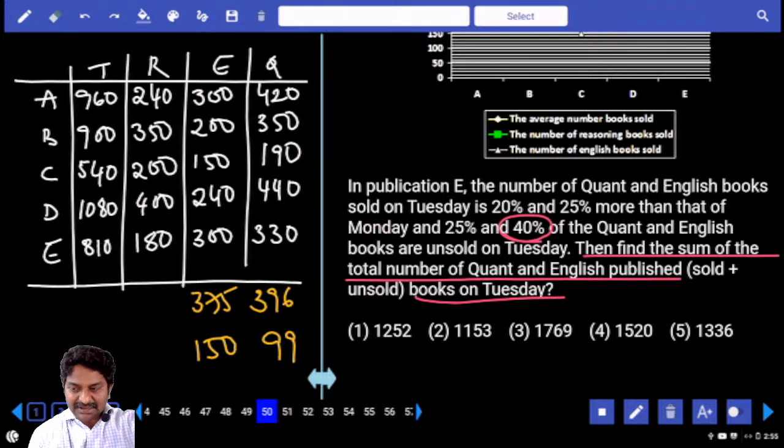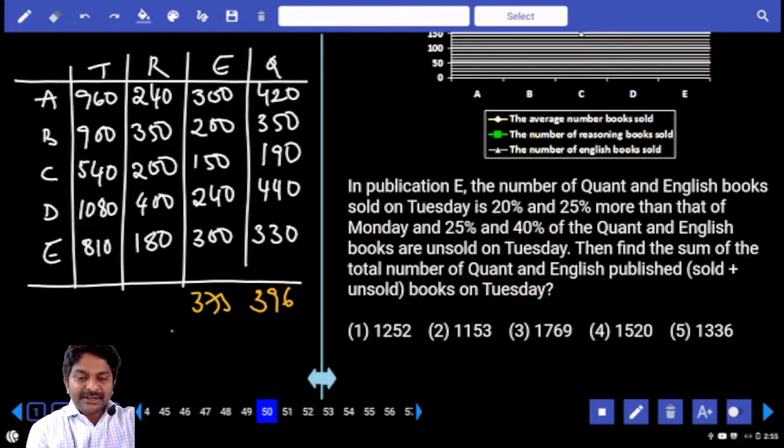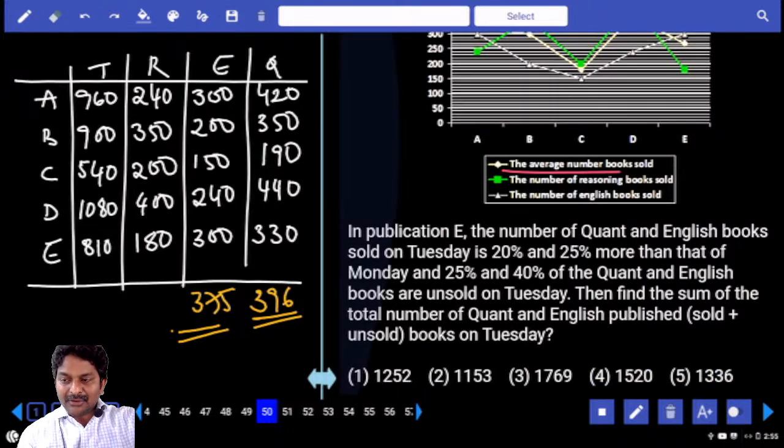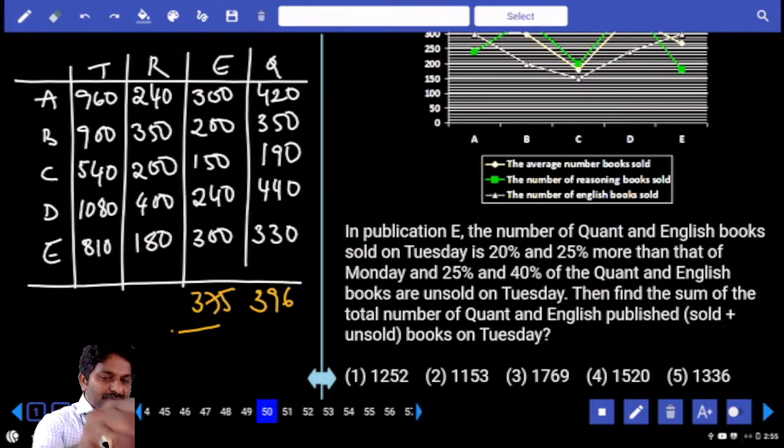See, the question is not about the sold items. You are wrong. 375 and 396, they are sold items, right? They're all about sold items, right? Yes or no? So Tuesday, number of quant and English books sold are 375 and then 396.